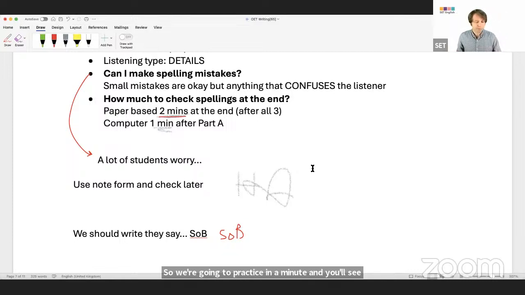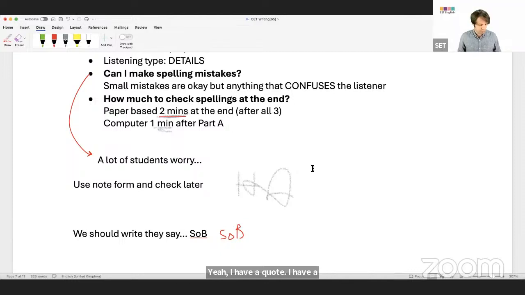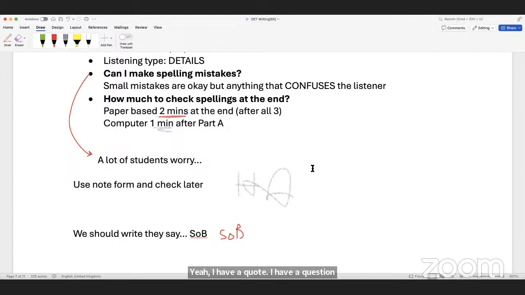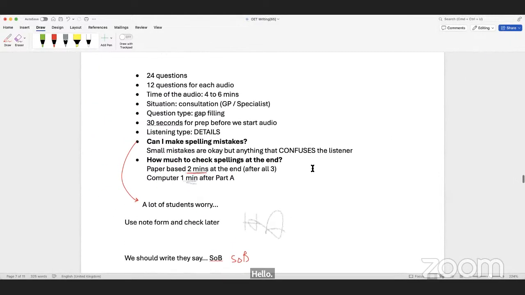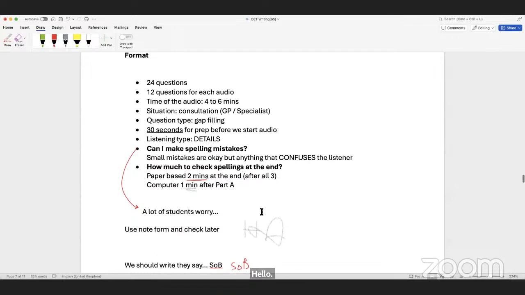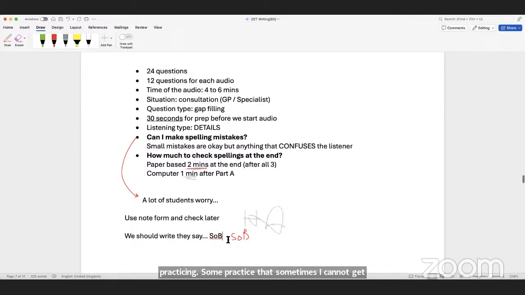Merve, go on. Yeah, I have a question as well. Sometimes I'm worried about some kind of specialist, for example, eye specialist or the dermatologist. Some words are not really common, and even if I am practicing some practice sets, sometimes I cannot get some words from somewhere else. So, is there any list for this kind of specialist or something like that?